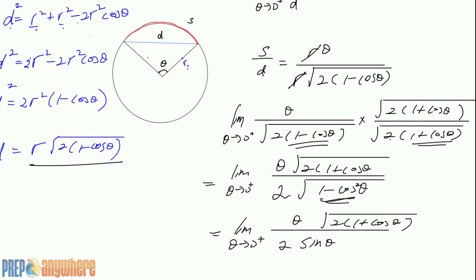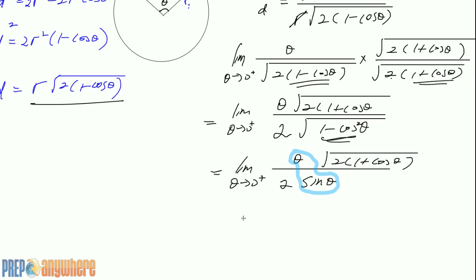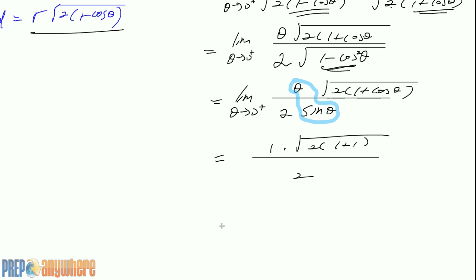So now what we have is that theta over sine of theta is going to approach 1 when you take the limit. So we have 1, root 2, times the square root of 1 plus 1, since cosine of 0 is 1, all over 2. That's 2 times 2 over 2. That's 2 over 2, so the whole limit is 1.